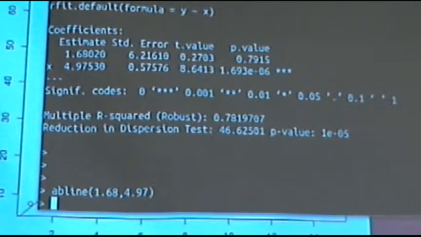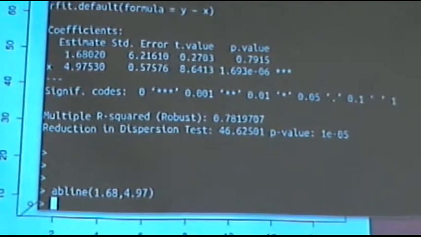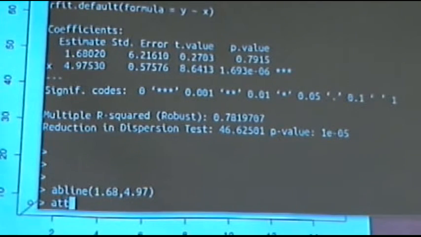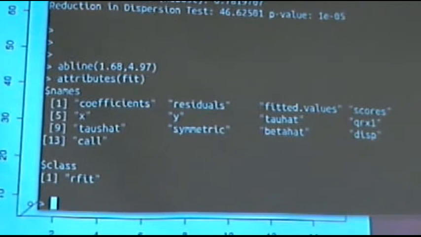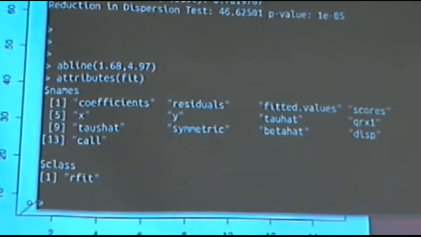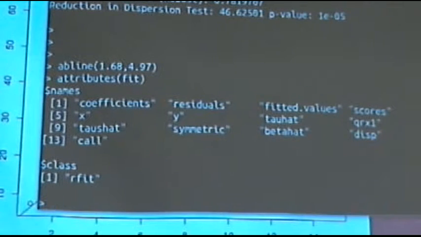Reduction and dispersion tests, that's our D of reduced minus D of beta hat, divided by theta hat. Theta hat, you can get. You just type attributes on the fit, and it tells you what you can always get back. Maybe you want theta hat, or you want this. So you can just do fit.